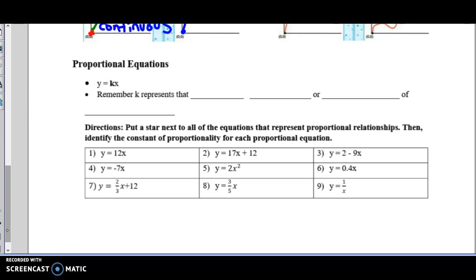equations. And so in order for an equation to represent a proportional relationship, it has to be in the form y equals k times x, where k is the unit rate. I can't have anything extra, just the unit rate in front of x. Remember, k represents that unit rate or constant of proportionality.